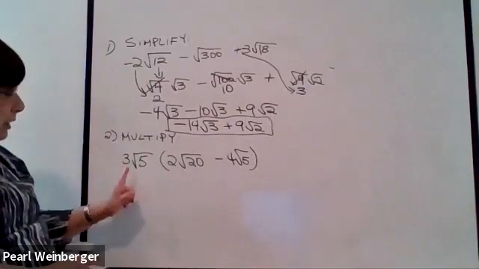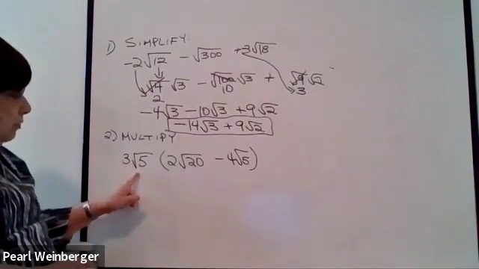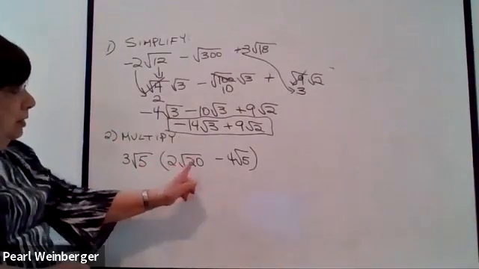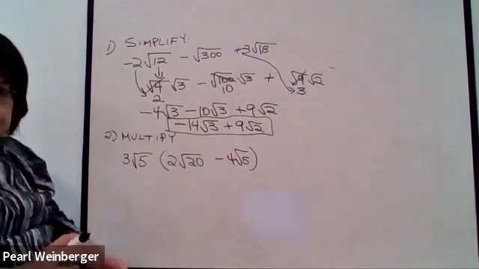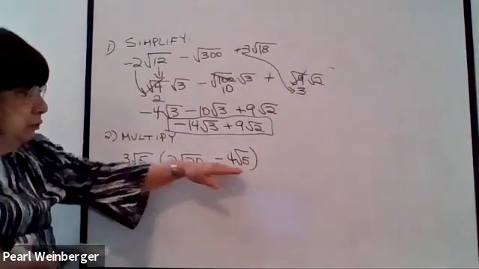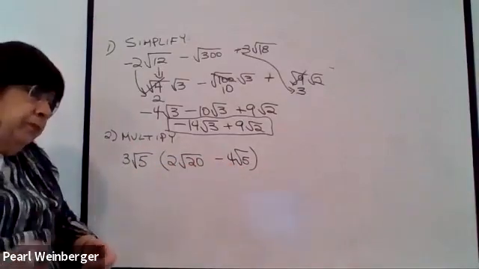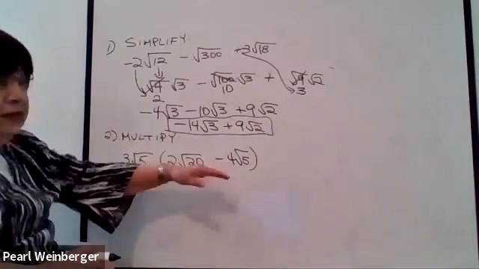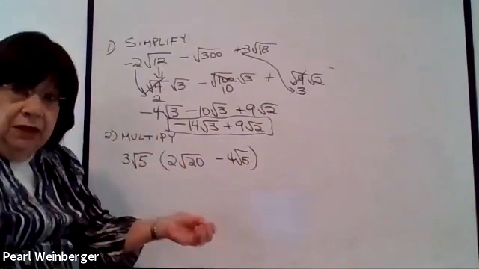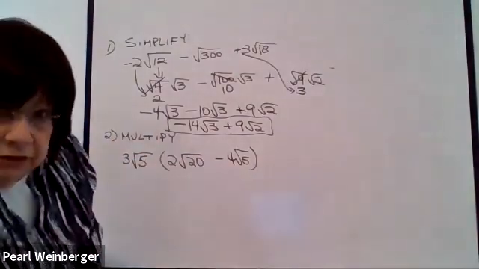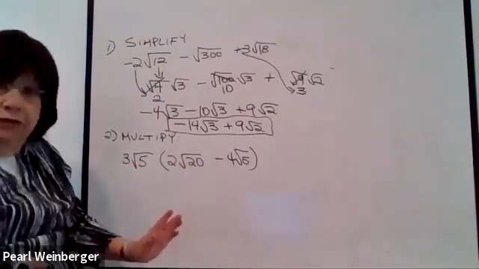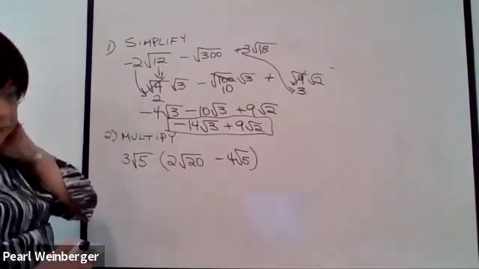This next one is a 3 radical 5 on the outside of the parentheses times 2 radical 20 minus 4 radical 5. Now, I could, if I want, try to simplify these radicals. But since there's a multiplication involved, and usually at the end of the multiplication I have to again simplify the radicals, I usually just do the multiplication first and then work on the simplification.